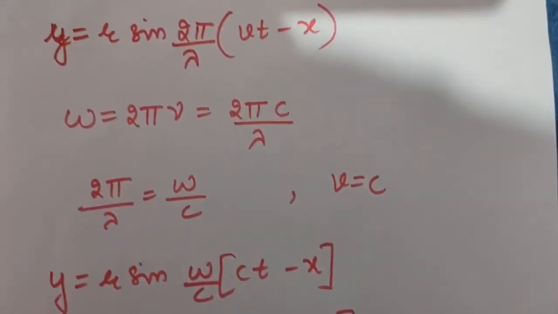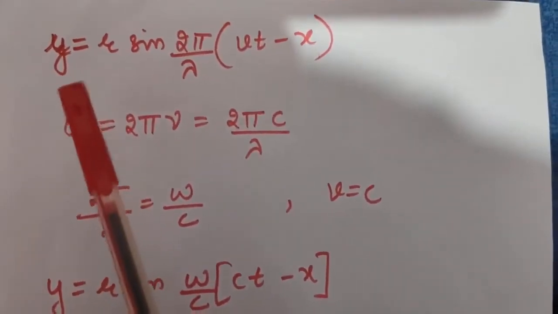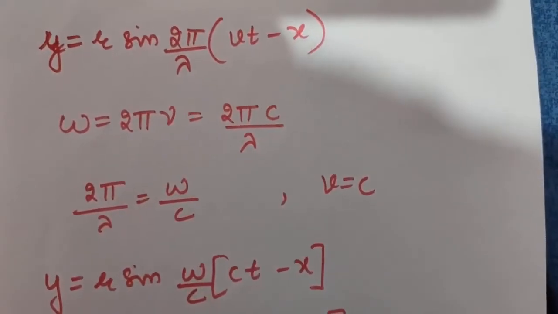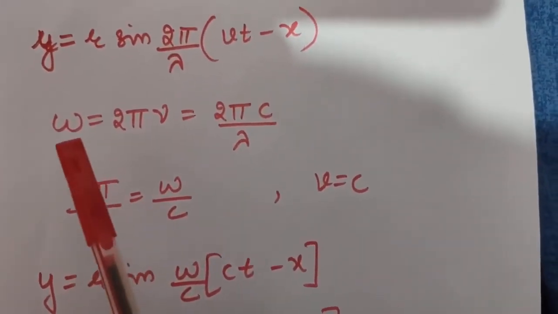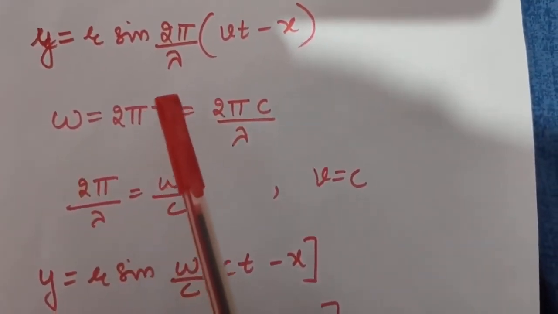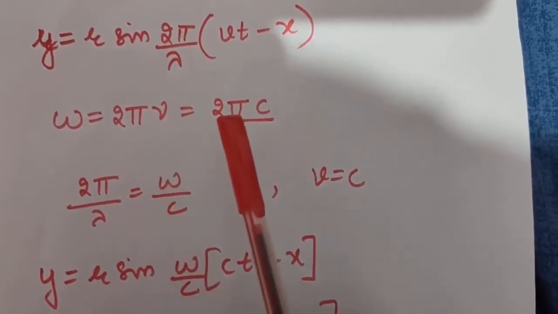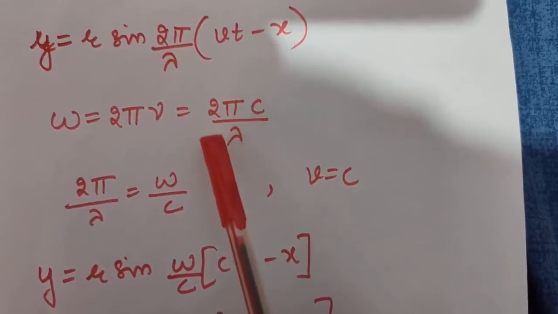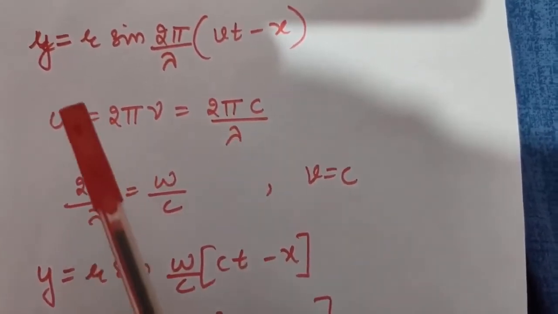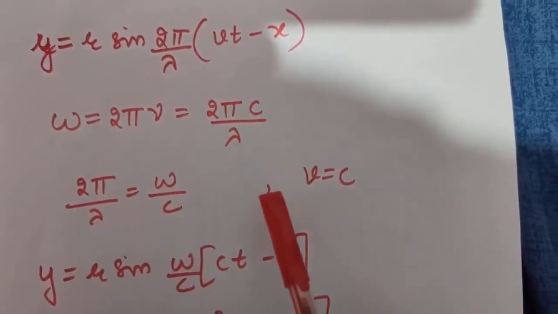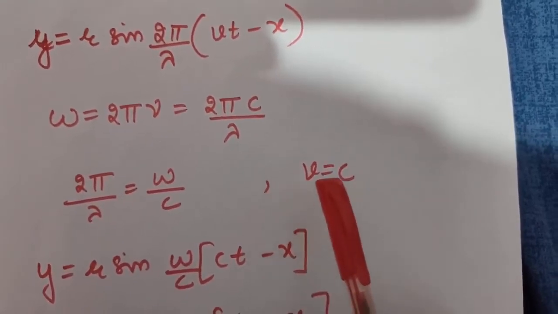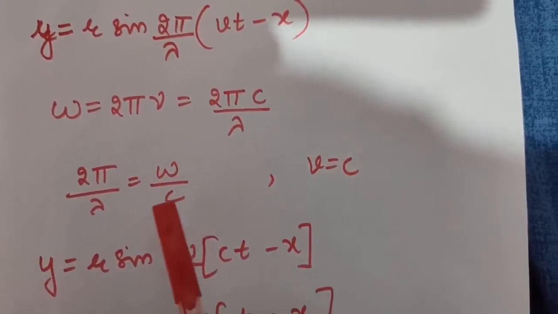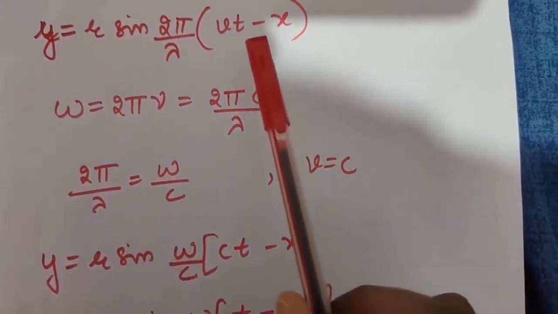Okay, so now in the 11th standard, you have studied an equation y is equal to r sin 2 pi by lambda into (vt minus x). Now, as you know, omega is 2 pi nu and nu is nothing but c by lambda, so this will become 2 pi c by lambda. From here, calculate the value of 2 pi by lambda. That will come to be omega by c. And because electromagnetic waves travel with the speed of light, v will be equal to c.